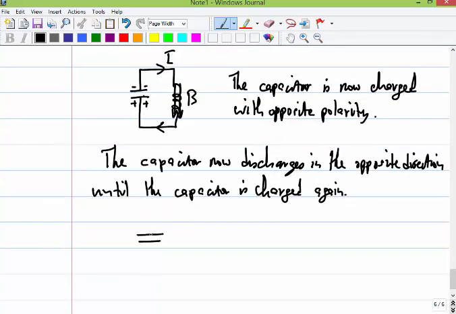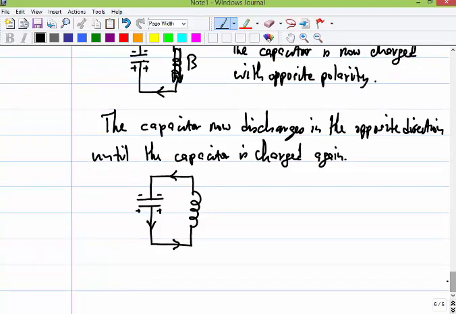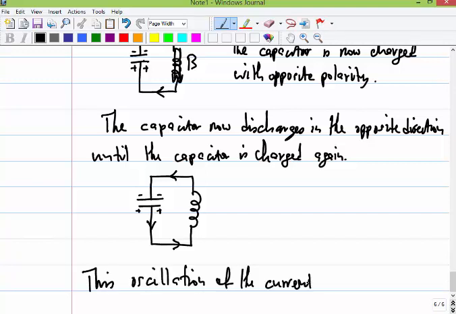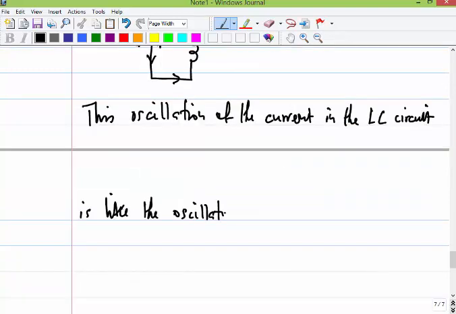Let me draw it for you. So you have positive here, positive, negative, negative. It now discharges this way. What you will be seeing then is a current which is sloshing back and forth. It's charging one way and then discharging the other way. It has the effect of a mass on the end of a spring. We can say that this oscillation of the current in the LC circuit is like the oscillations of a mass on the end of a spring.